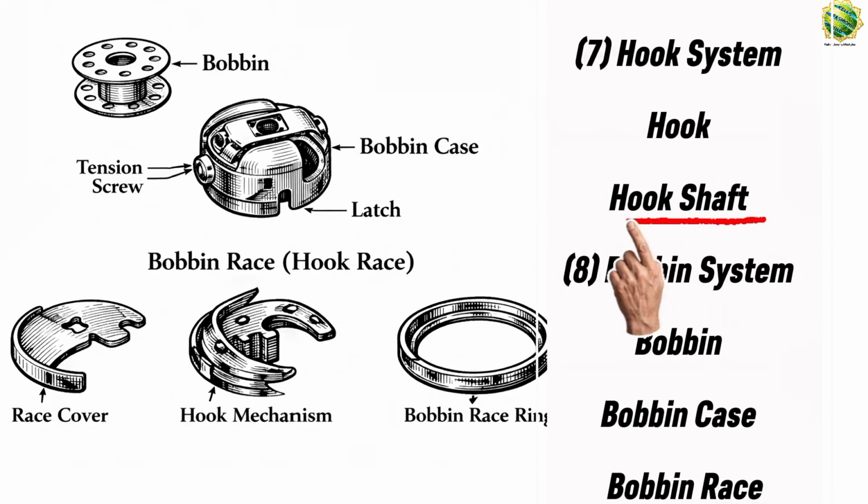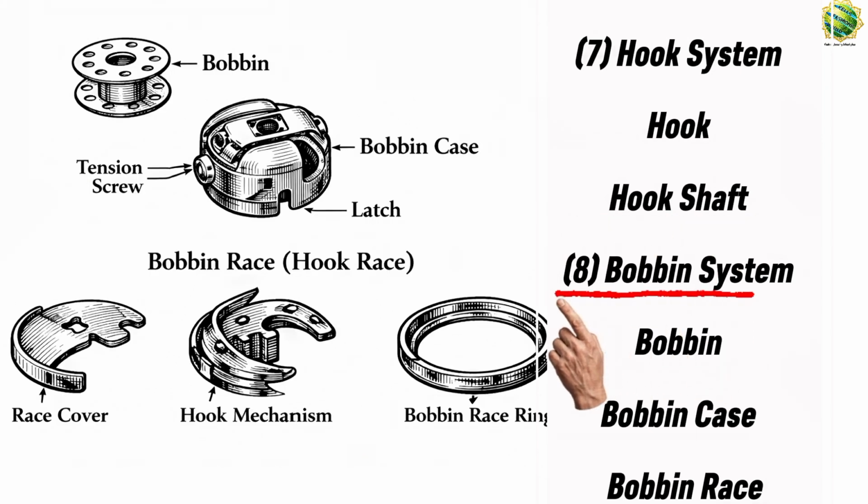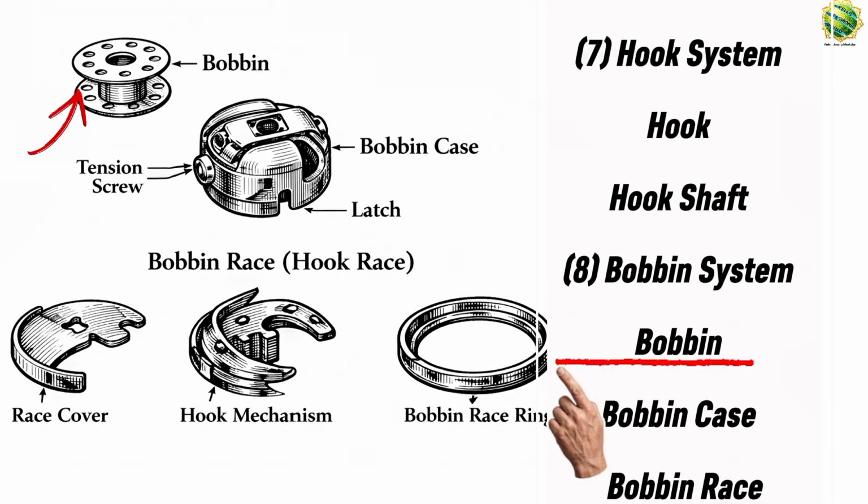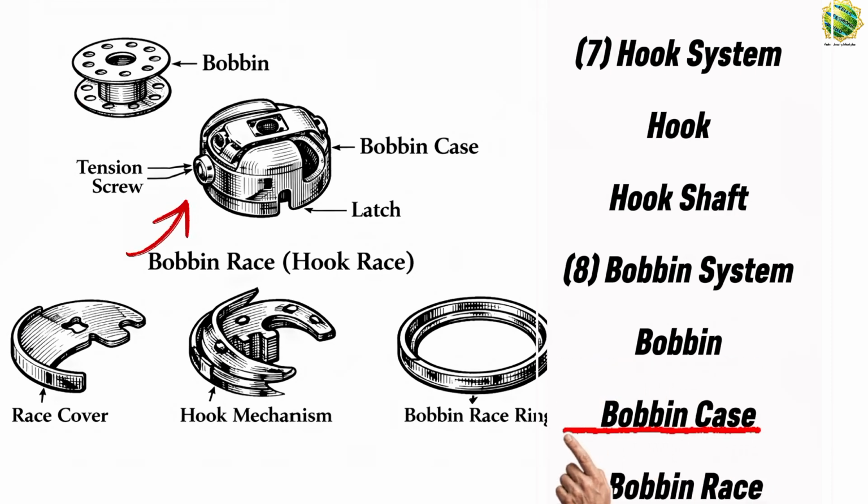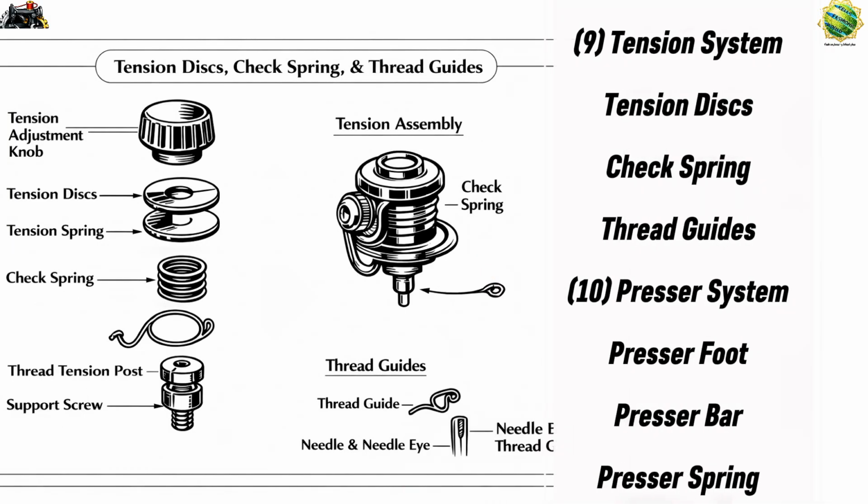Number eight is the bobbin system, one of the most important parts of sewing machine. Without it, there is no stitching. Consists of bobbin, bobbin case, and bobbin race. Number nine is the tension system, consists of tension disc, check spring, thread guide.